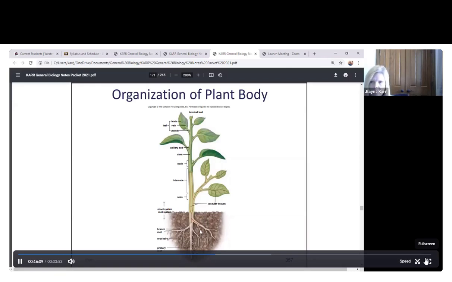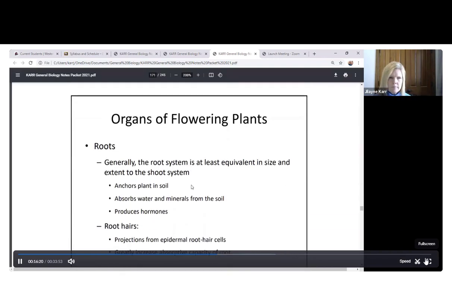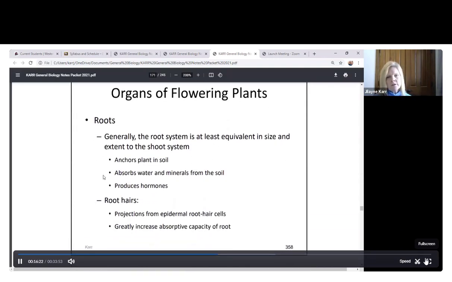Again, if you think of a carrot, for example, that's an enlarged root that stores energy for the plant that was created up here in the leaves by photosynthesis. So we'll talk more about that as well. So the roots. Functions: absorbing water and minerals from the soil. They produce hormones for the plant that are necessary for growth. And it anchors the plant in the soil.